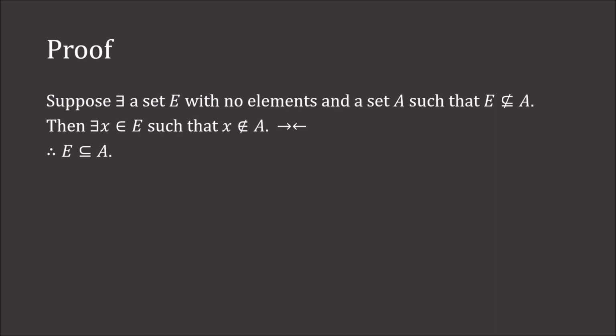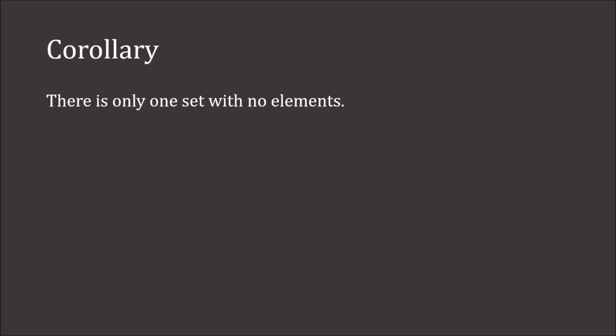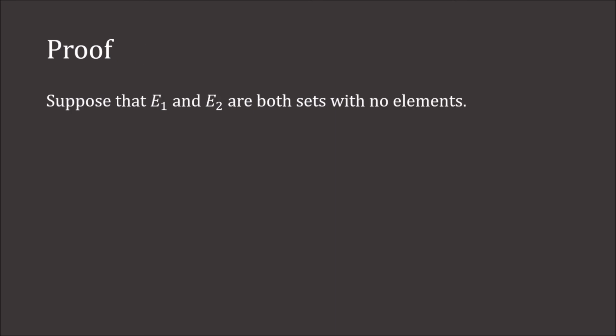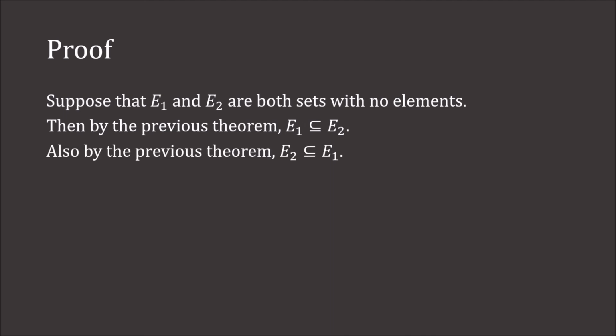Now, as a corollary of this, we can prove that there's actually only one set with no elements, which is why we call it the empty set. So suppose that there are two sets, E1 and E2, both with no elements. Well, then by the previous theorem, E1 must be a subset of E2. However, also by the previous theorem, E2 must be a subset of E1. Hence, they're actually the same set, and the proof is complete.